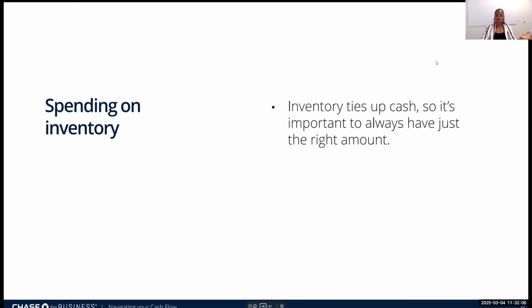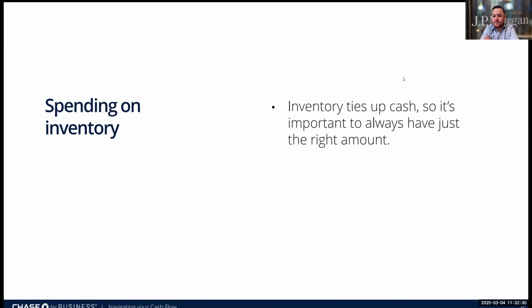But looking at our spending, inventory ties up cash. And when you're going for lending, financial institutions will look at your inventory report. How long has things been sitting there? Especially if you're in the food industry or things that are perishable that expire. Are we looking at that? Do we even have an inventory report so we can see how much is sitting there, how long it's been sitting there, and how much money I'm losing? Because inventory is money sitting there.